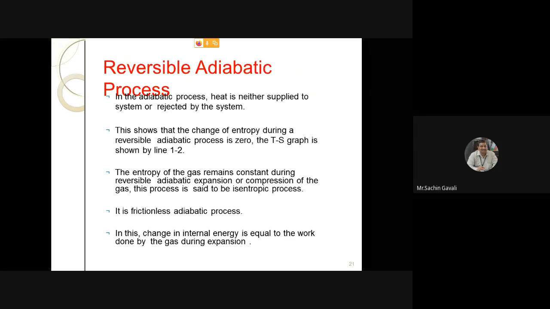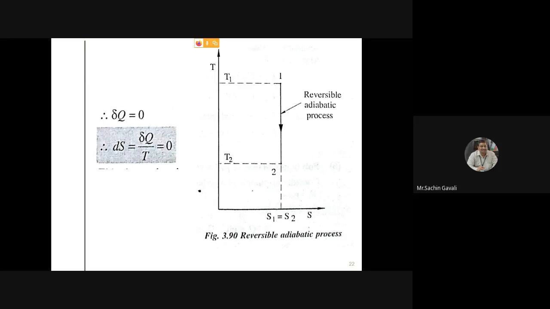Okay, now reversible adiabatic process is there. So this is a reversible adiabatic process, meaning the entropy change for this reversible adiabatic process from 1 to 2 is called isentropic. And as it is an adiabatic process, we know that there is no heat we are supplying to it, and the system also cannot reject heat.